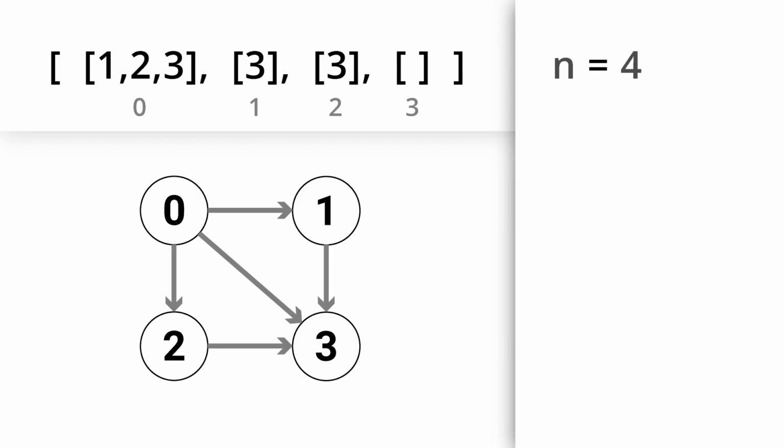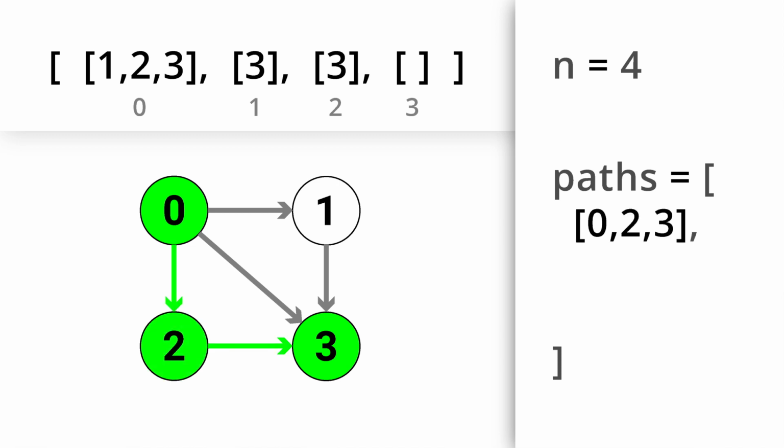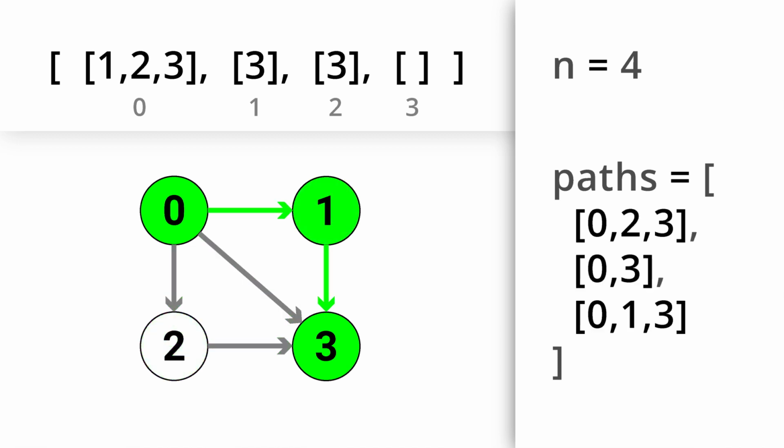What we need to find out here is all the paths starting from the first node to the last node. That is, all the paths starting from the first node 0 to the last node n-1 equal to 3. For example, in this case, the paths will be 0, 2, 3, 0, 3 and 0, 1, 3.